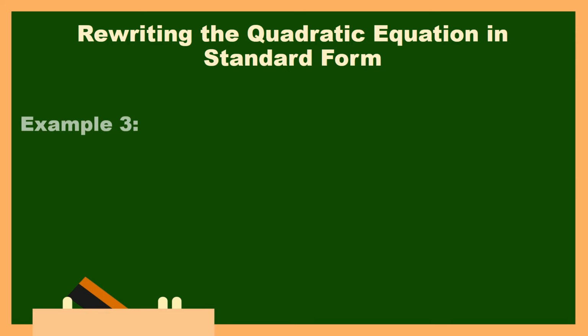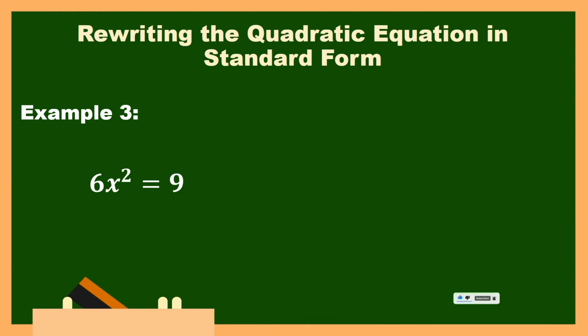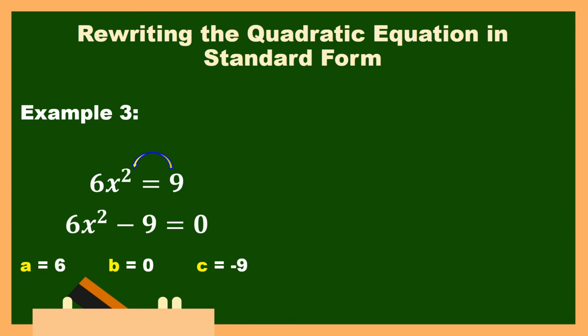Another example, 6x squared equals 9. So, dito naman sa ating example number 3, wala dito ang ating linear term. Okay, so ang gagawin natin, ililipat natin si 9 papunta sa kabilang side. So, nakasunod siya dapat kay 6x squared. So, magiging 6x squared minus 9 equals 0. Bakit siya naging negative 9? Kasi nga, nilipat natin. Kaya nag-iba yung kanyang sign.